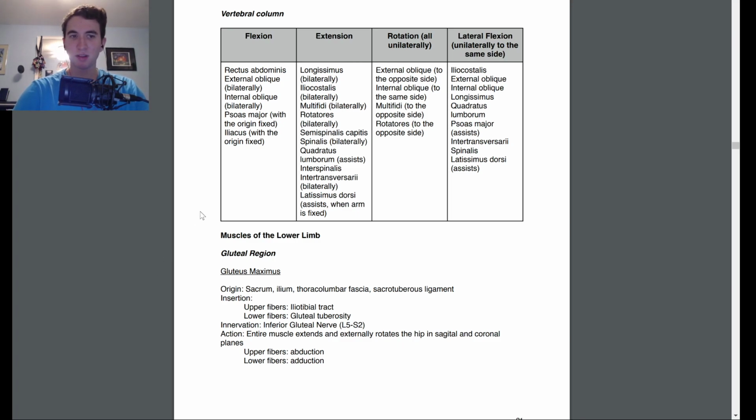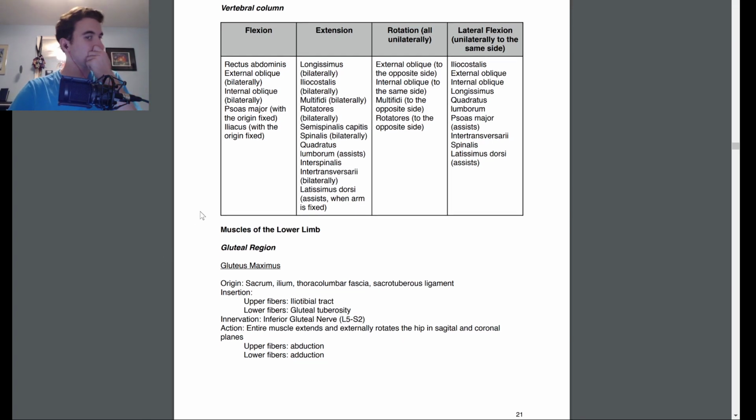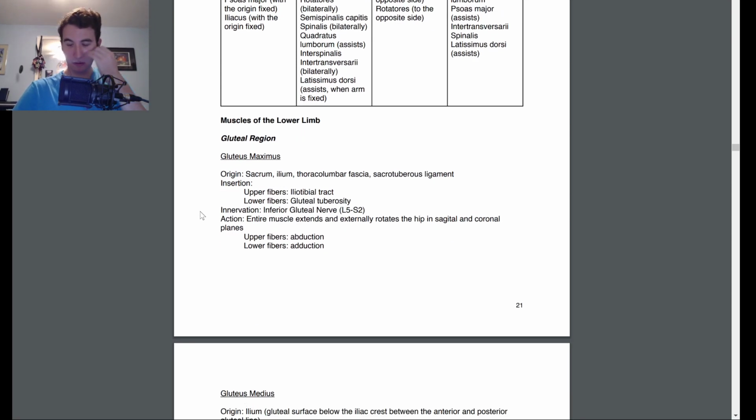Who wants to learn about the muscles in the butt? So, everyone knows the gluteus maximus. I'd be shocked if you don't.